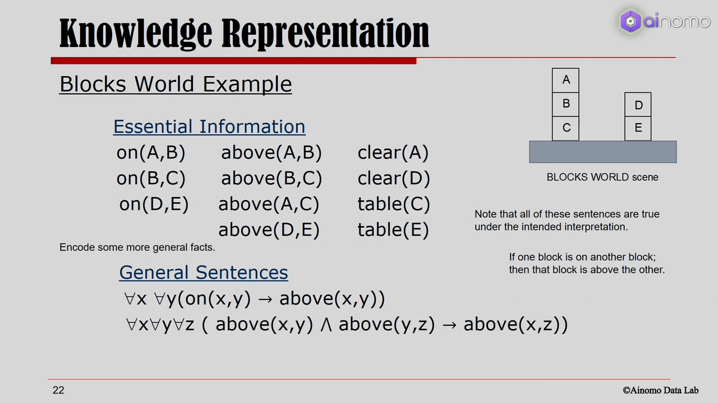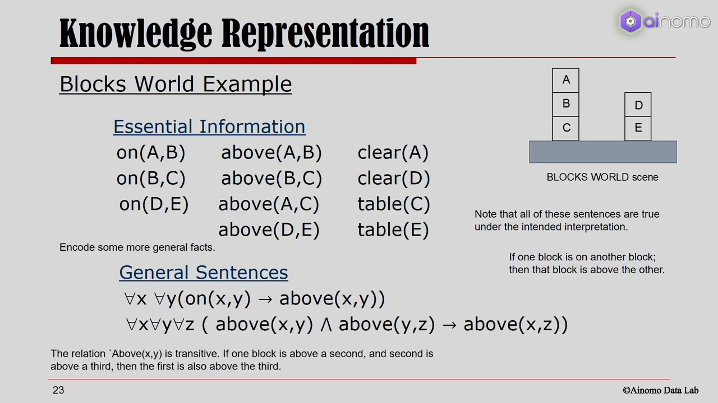And we could also write more interesting statements on above itself and show that the above relation is transitive. In the second statement here, what we are saying is, if one block is above a second and the second is above a third, then the first is also above the third. So, to look at this scenario here, A is above B and B is above C. Therefore, we could say A is above C.